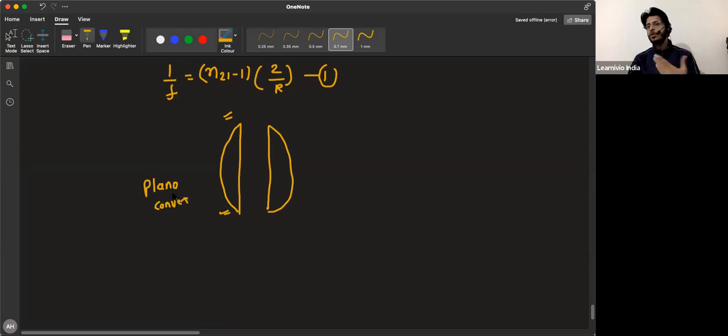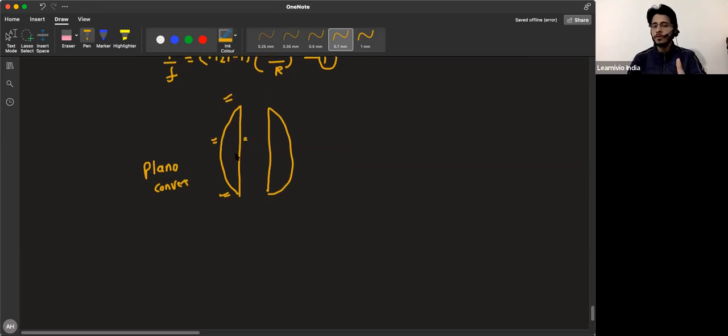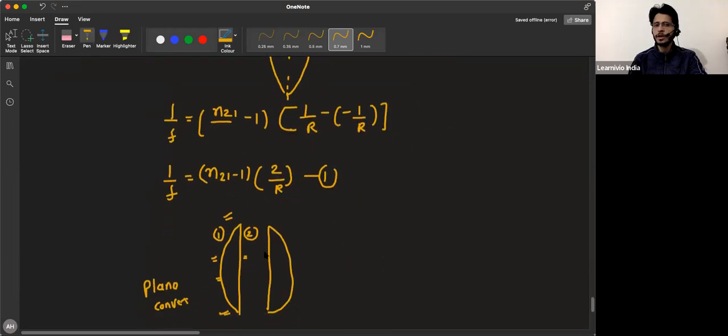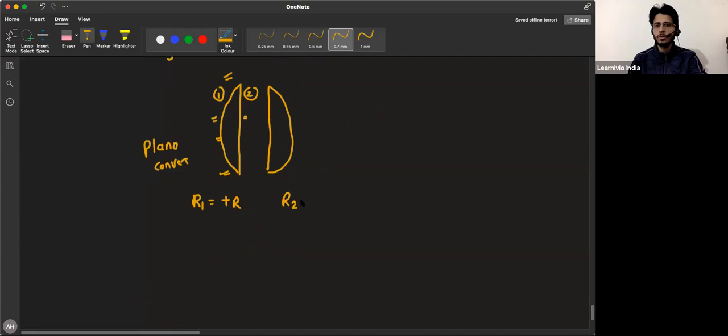In a plano convex lens, one surface is spherical and curved, with some radius of curvature, and the other is plane. The radius of curvature of the plane surface is infinite. So this is the first surface and this is your second surface. The first surface has radius of curvature plus R. It is not changing: earlier it was plus R, now again it's plus R. But how much is R2? For the plane surface, you can consider the plane surface a part of a sphere having infinite radius. So your R2 is infinite.